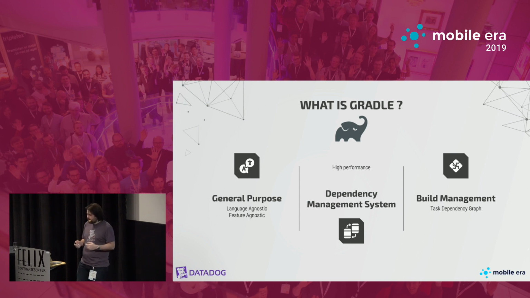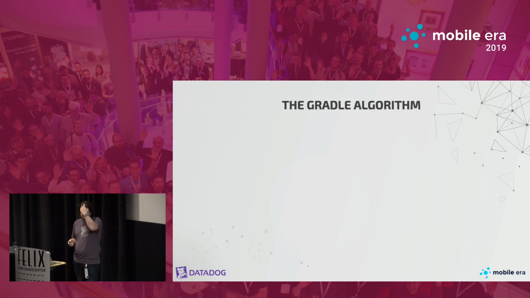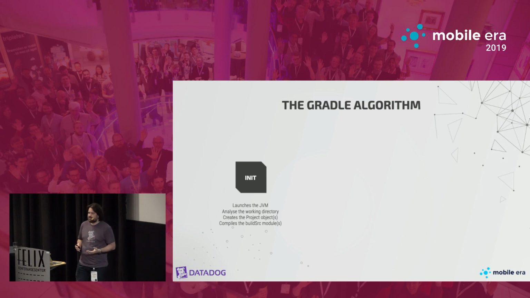Now there is the Gradle algorithm, which is basically what happens when you invoke a Gradle command. The first thing is the initialization that almost no one talks about. First it launches a JVM, or reuses an existing one if you have a daemon, and it analyzes your working directory. It looks at what the modules are and creates the project objects. Then it compiles the buildSrc module. We're going to spend a lot of time on this one, so bear with me.